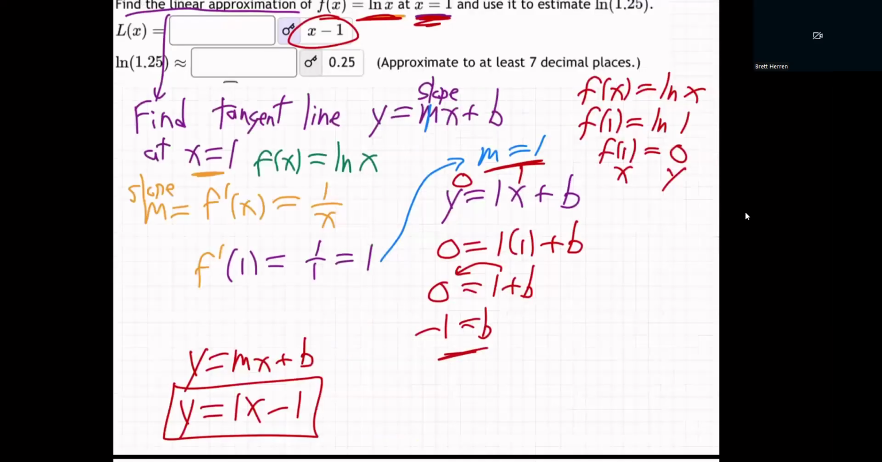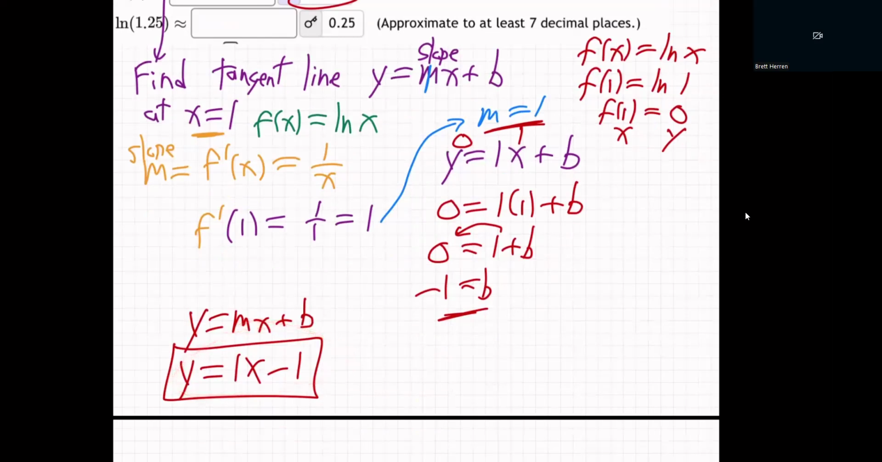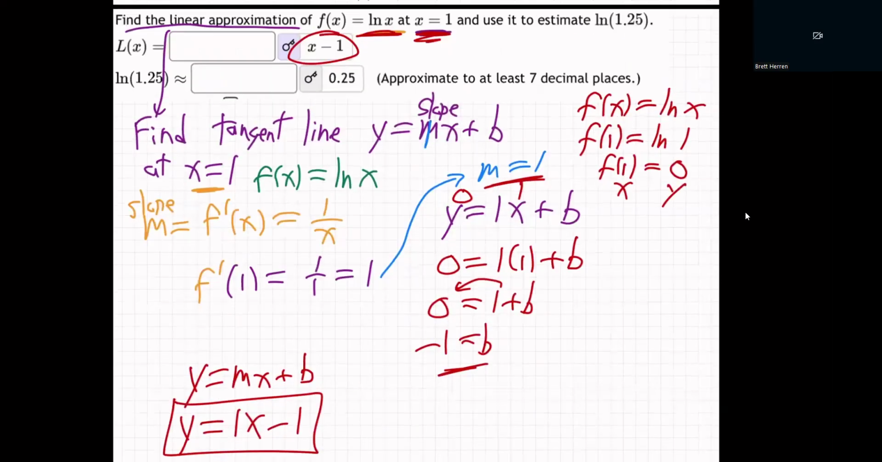So that's the equation of that line. So again, how do we do that? We took the original function, natural log of x, and we took the derivative of it, got 1 over x, then plugged in x is 1 because they told us x was 1, got 1, that's the slope, that's the m is 1.